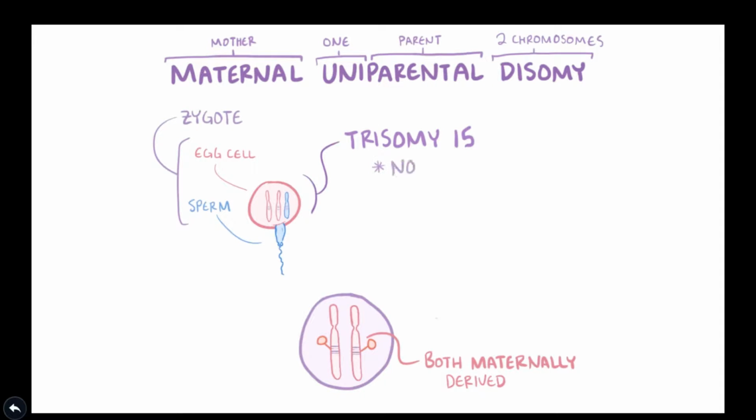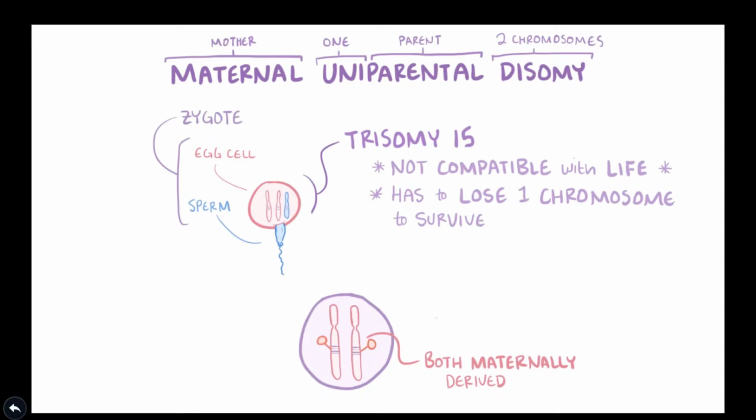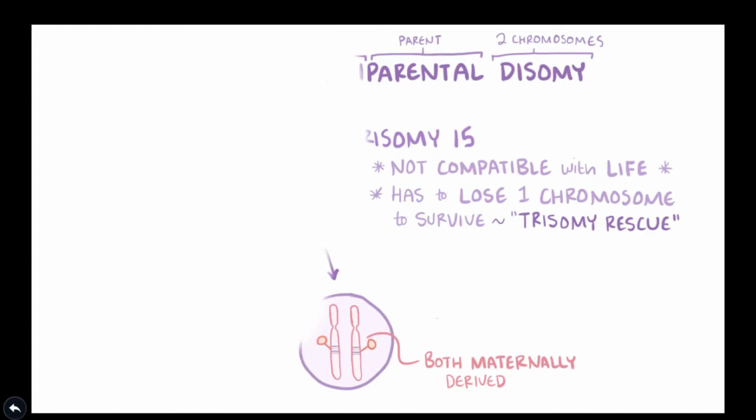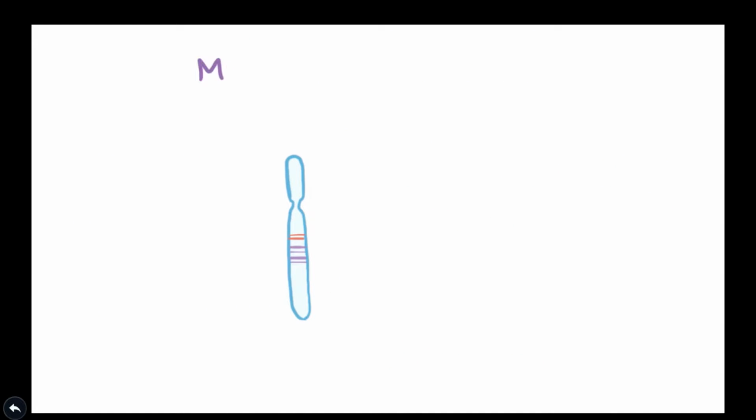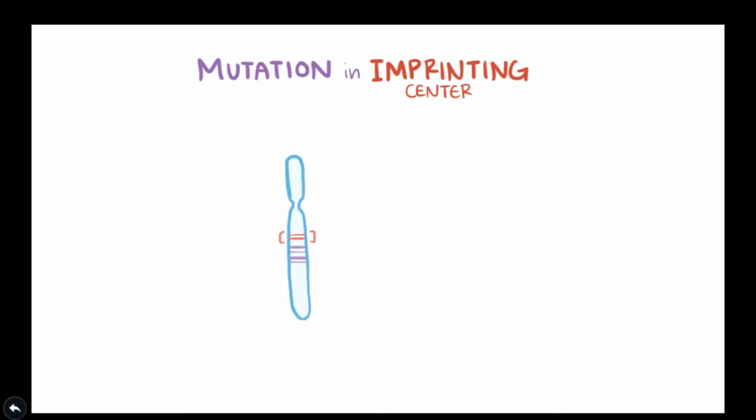Since trisomy 15 isn't compatible with life, the fetus only survives if they lose 1 copy of the chromosome in the early embryo, called trisomy rescue. So if it's the paternal chromosome 15 that's lost, the result is maternal uniparental disomy 15. Alright, a third way to get Prader-Willi syndrome is a mutation in the imprinting center, which is a sequence of DNA near the Prader-Willi genes that directs imprinting via sex-specific methylation.